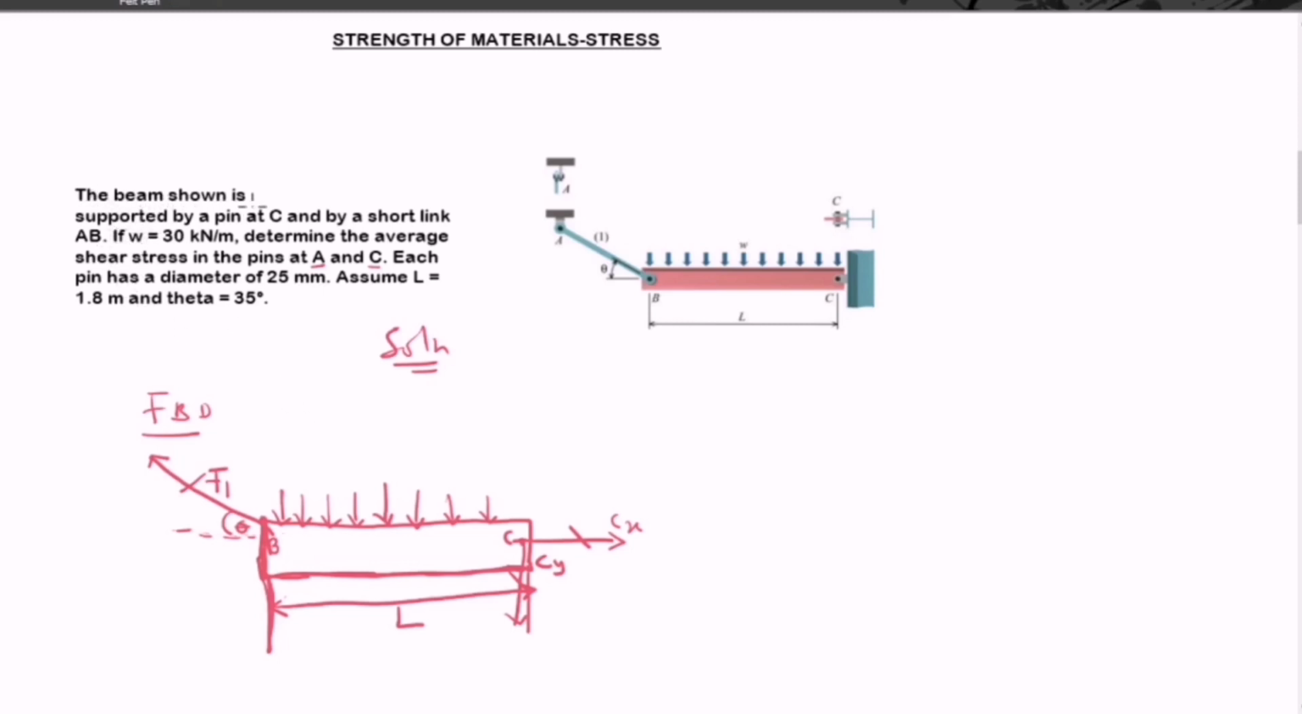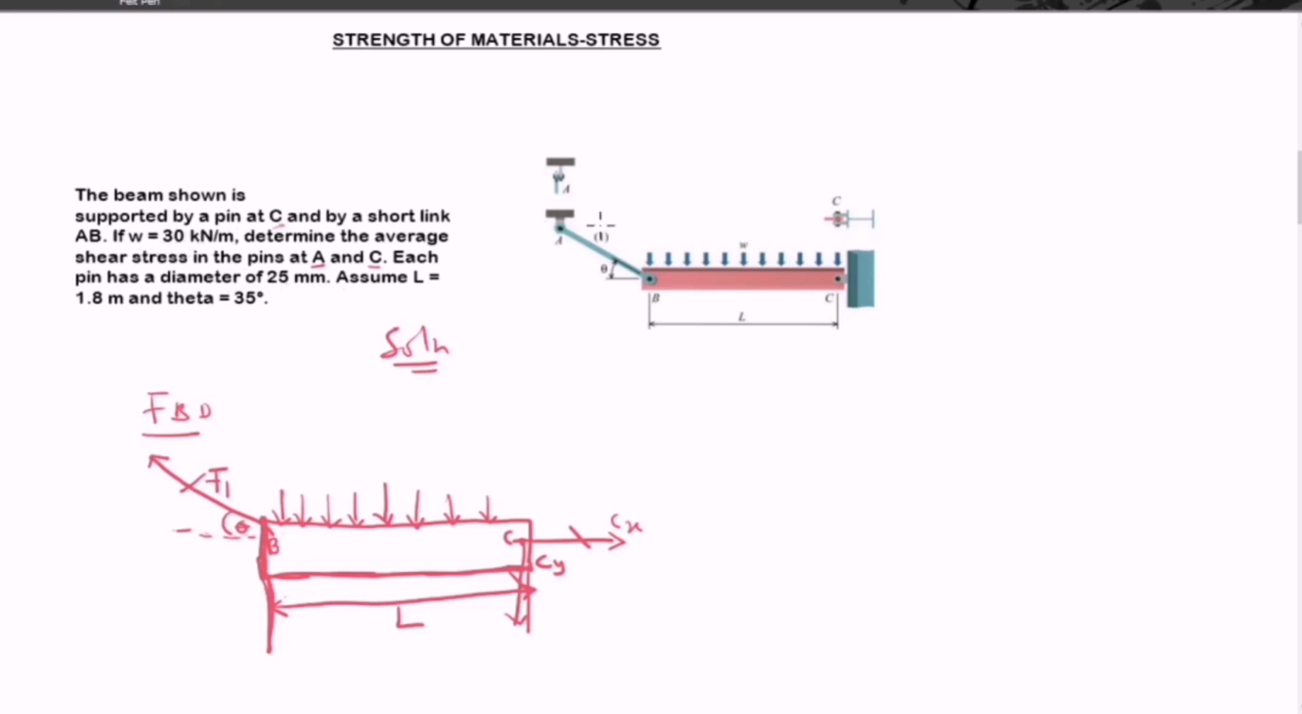The beam shown is supported by a pin at C. Now, whenever you hear pin, it has two reaction forces, the X forces and the Y forces. So here at C, for the free body diagram, we can see that we have Cx and Cy. Those are the two forces acting at a pin, and a short length AB. So this is the short length AB.